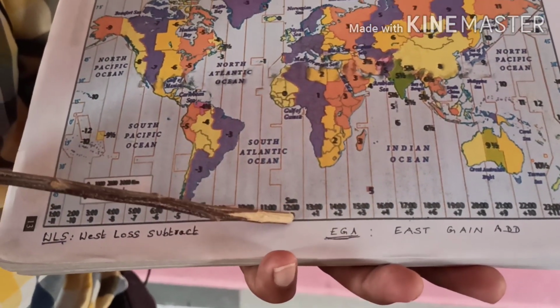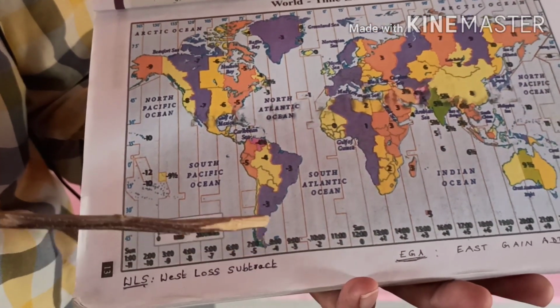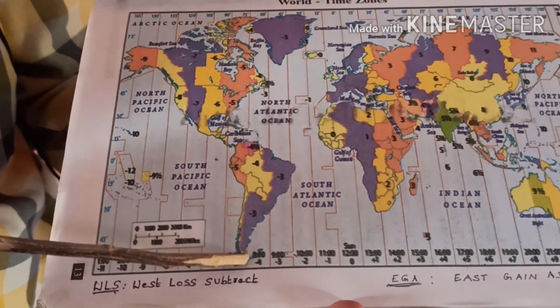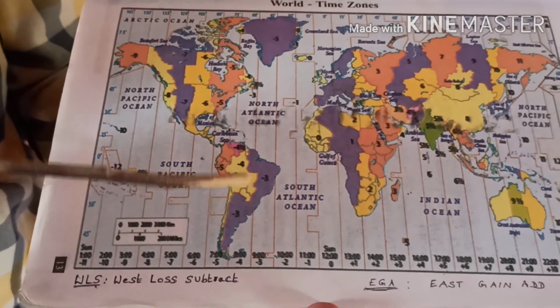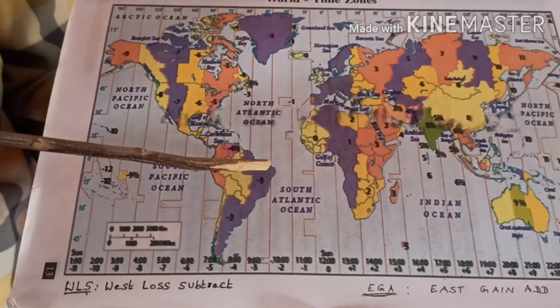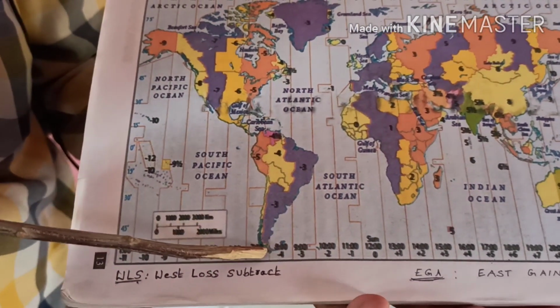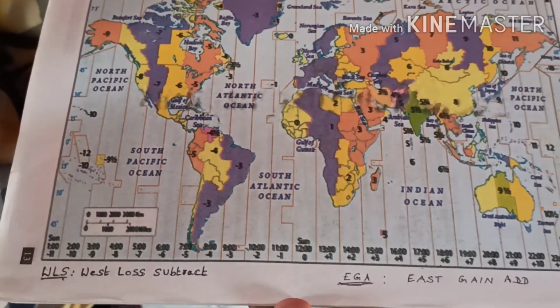When the time is 12 p.m. at 0 time zone, what would be the time at minus 3 time zone? Brazil and Argentina are located at minus 3 time zone. Minus 3 time zone means Brazil and Argentina are located on the west side.